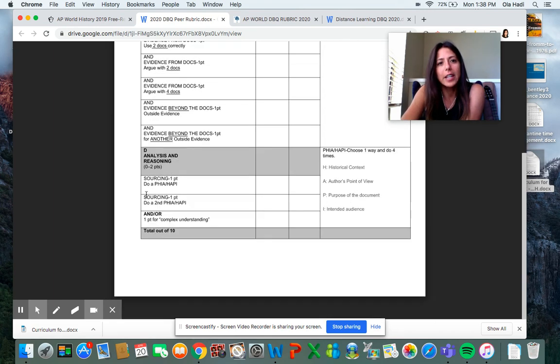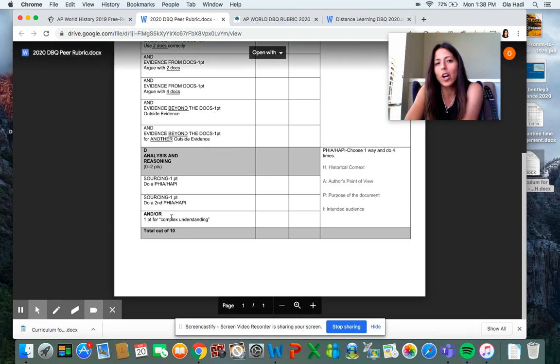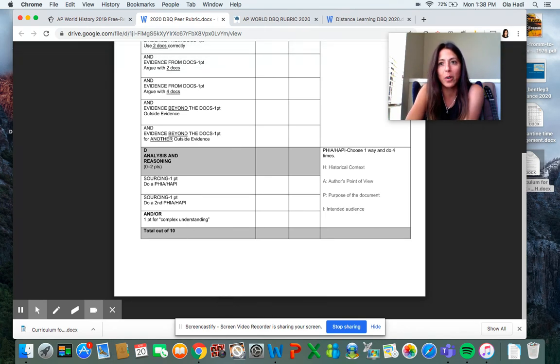Okay, and then the last points come from sourcing, which is basically doing HIPP, and they're just basically making you do an additional HIPP. So if you do a HIPP in every paragraph or 2 HIPPs in every paragraph, and you have a separate sourcing paragraph, you should be covered. You should be good to go. And then the complex understanding is really difficult. We've talked about all the ways you can do that.